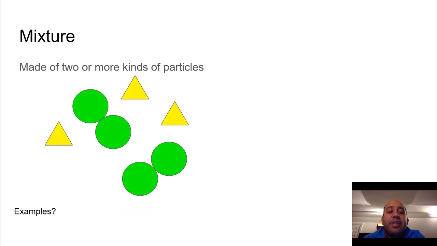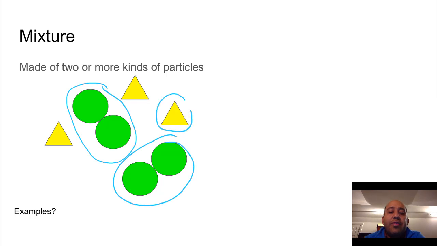So now you gotta think about, well, what is a mixture then? A mixture is a mixture of 2 or more kinds of particles. So you can see here that you have these two circle particle atoms that are touching each other. That's one particle, and there's two of those. And then you have these individual triangle particles, which are also atoms, and they're separate.